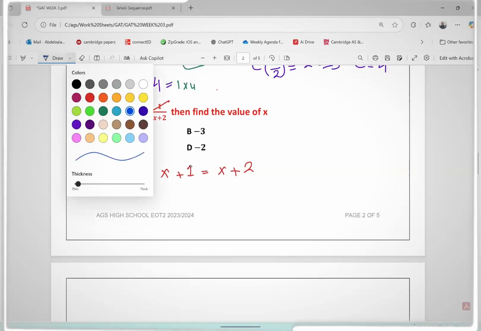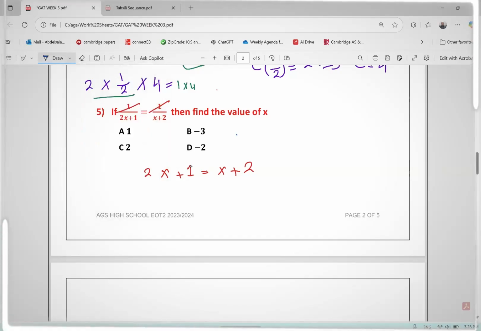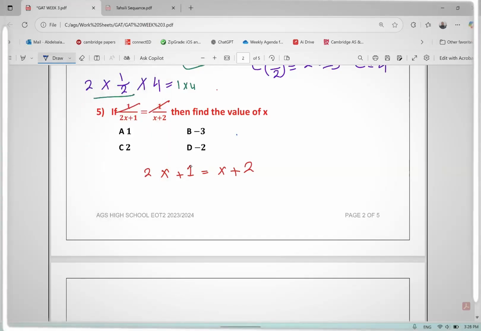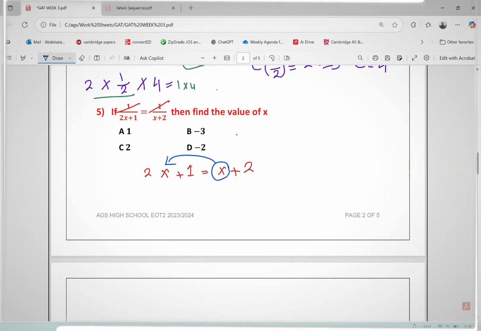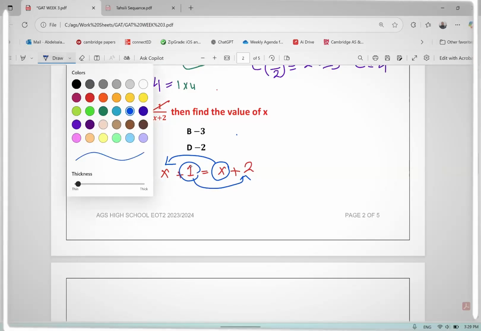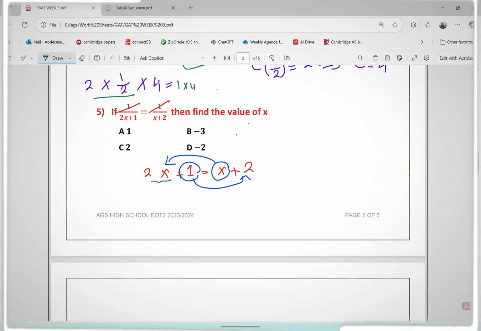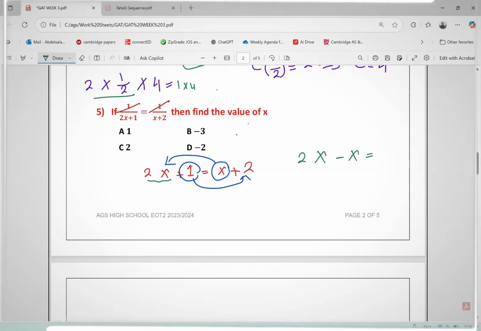Now, how can I solve this equation? We should combine x with x and number with number, which means I have to move this x to be beside the 2x, and I have to move the 1 to be beside 2. Remember, already here I have 2x, negative x. Mr., why negative? It's positive x.